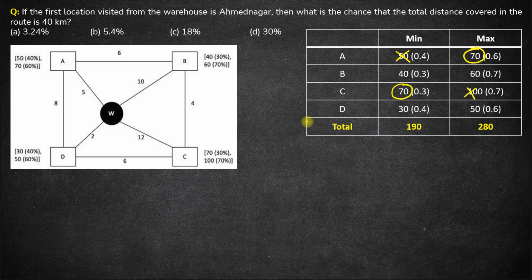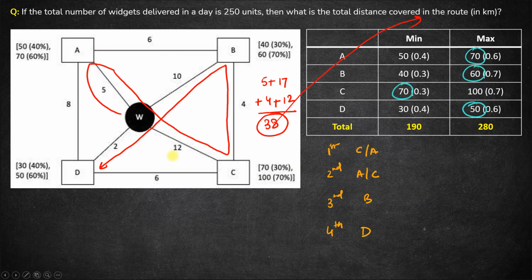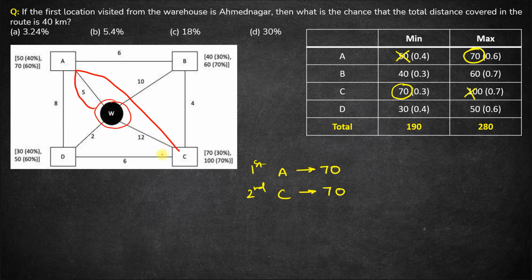Okay. So for A to be the first one, A's demand has to be 70 and the second place will be C with the same demand of 70. See, what will happen is, when A and C both have a demand of 70, the person will start from warehouse. He can go to either A or C because they have the same demand. But since A is closer, the person will first go to A and then go to C, right? As we did here in the second part, right? So this is going to happen.